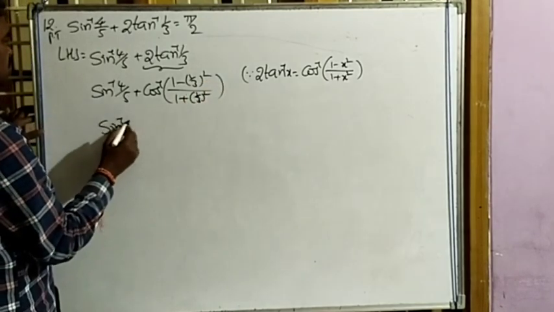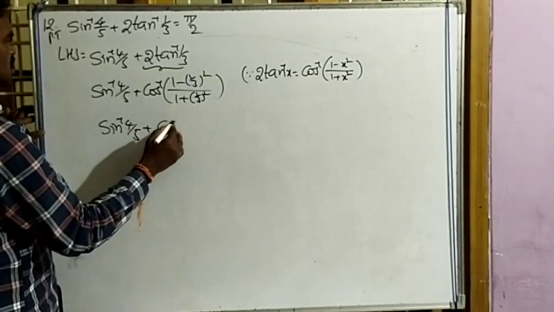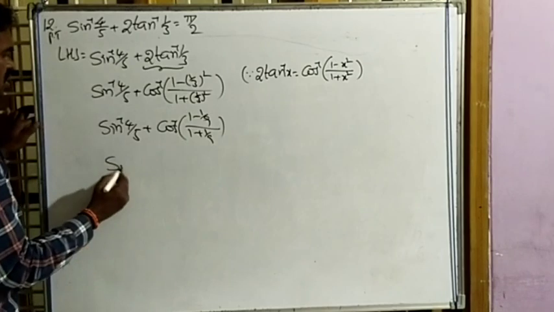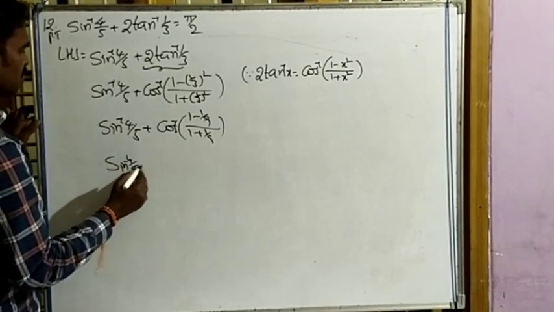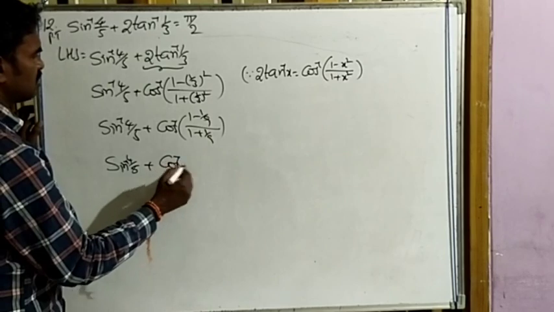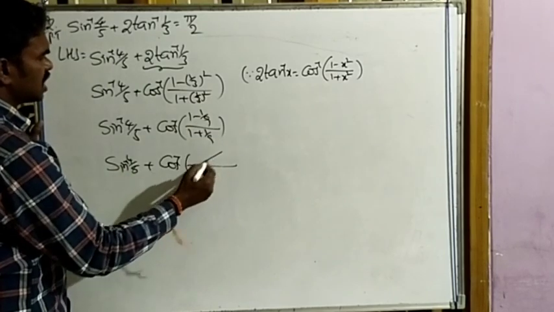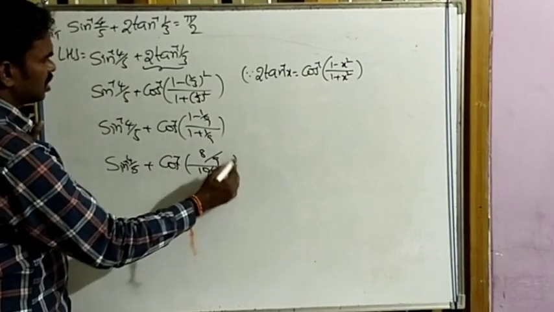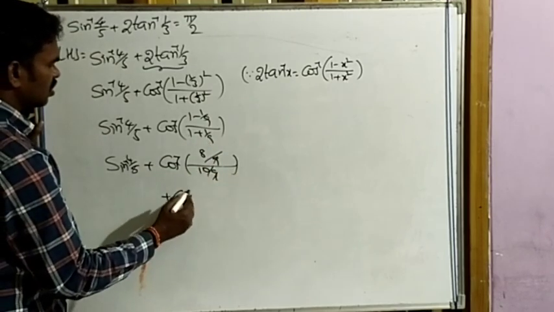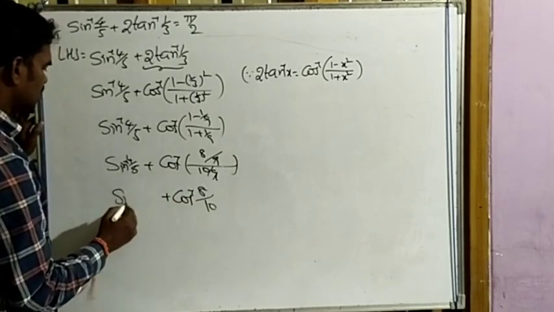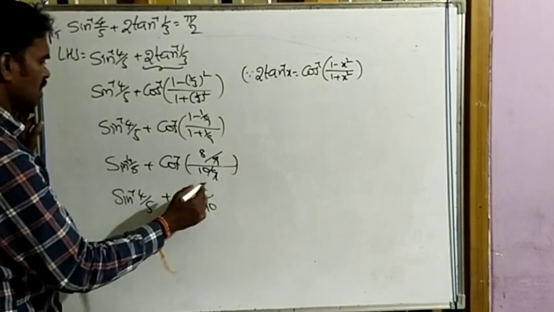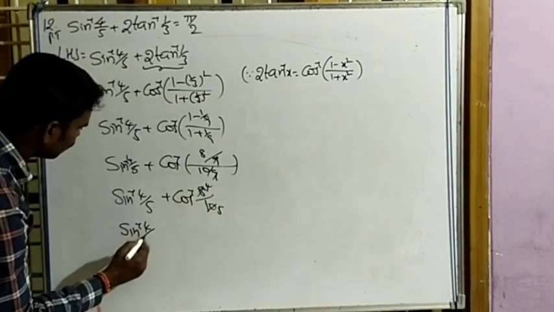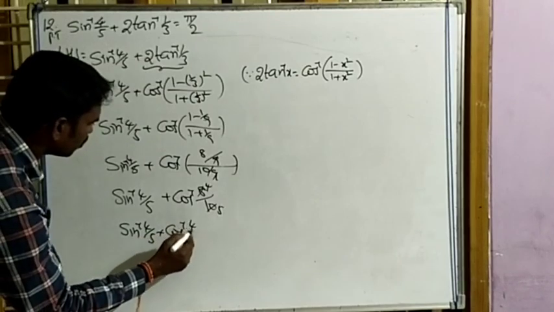So sin inverse 4 by 5 plus cos inverse of (1 minus 1 by 9) by (1 plus 1 by 9). So sin inverse 4 by 5 plus cos inverse of, here 9 is the LCM, 9 minus 1 is 8 by 9, and 9 plus 1 is 10 by 9, the 9s cancel. So cos inverse 8 by 10, which is 4 by 5. The first term is sin inverse 4 by 5, so sin inverse 4 by 5 plus cos inverse 4 by 5.